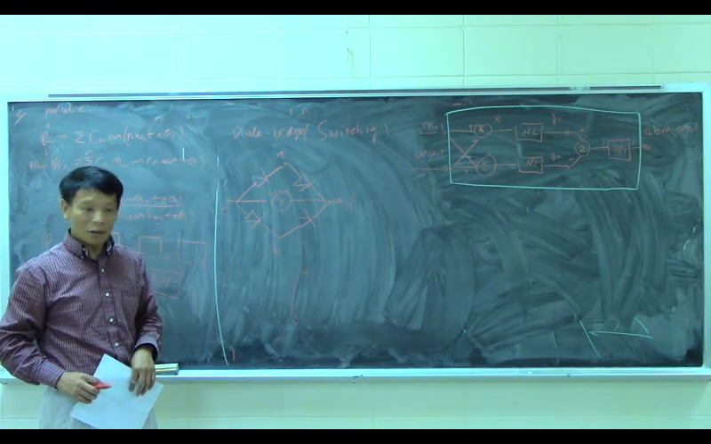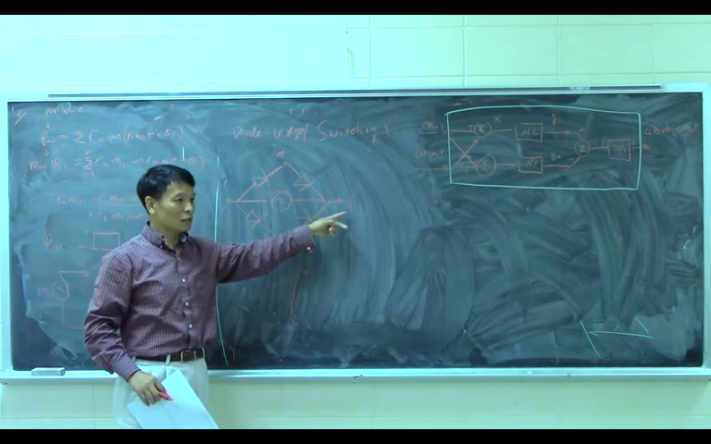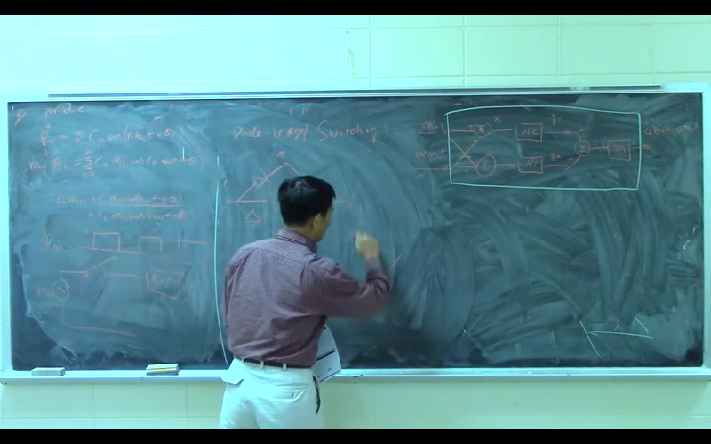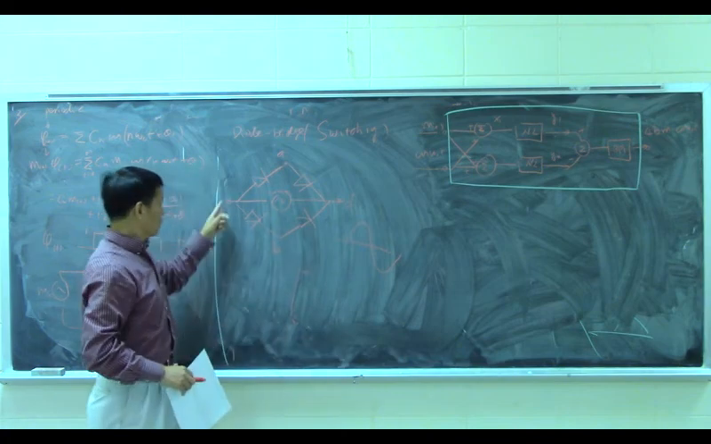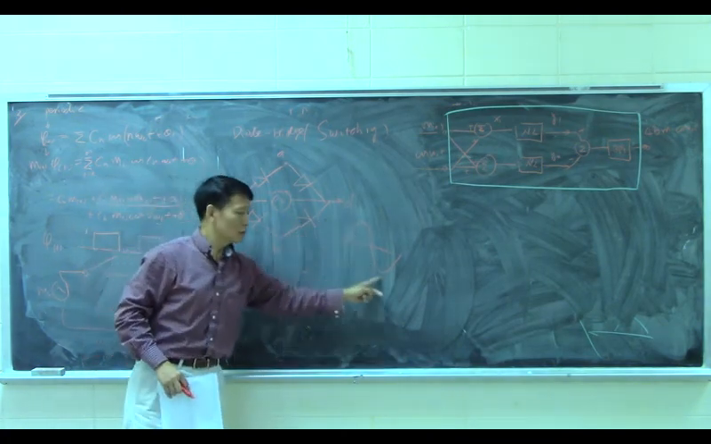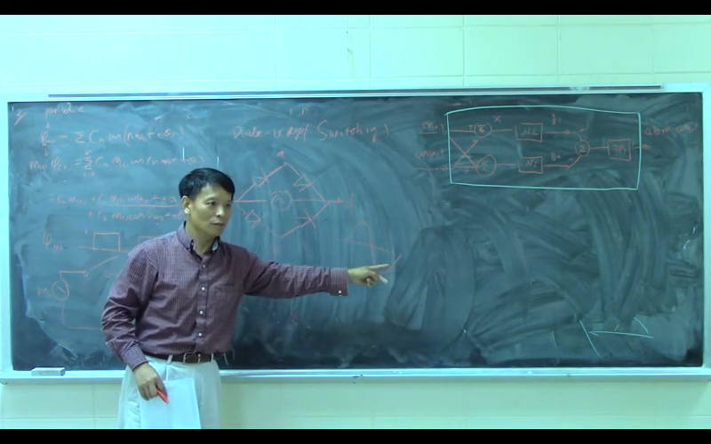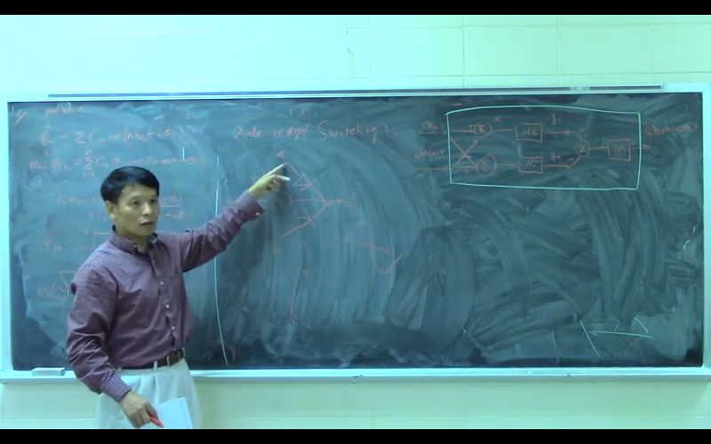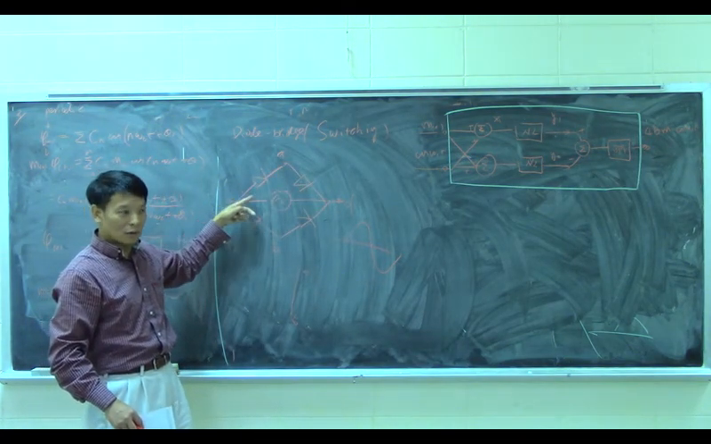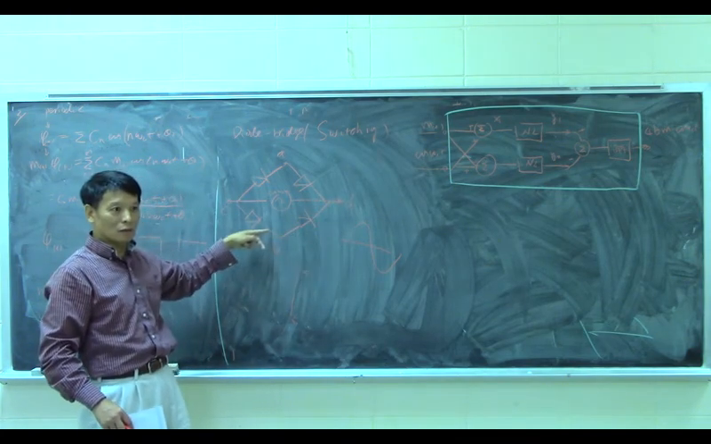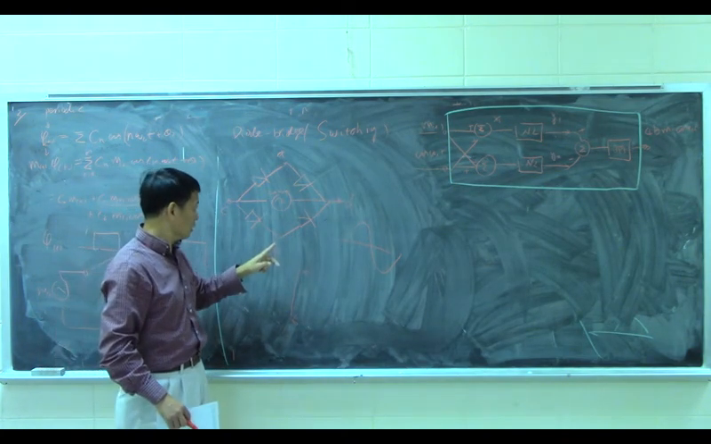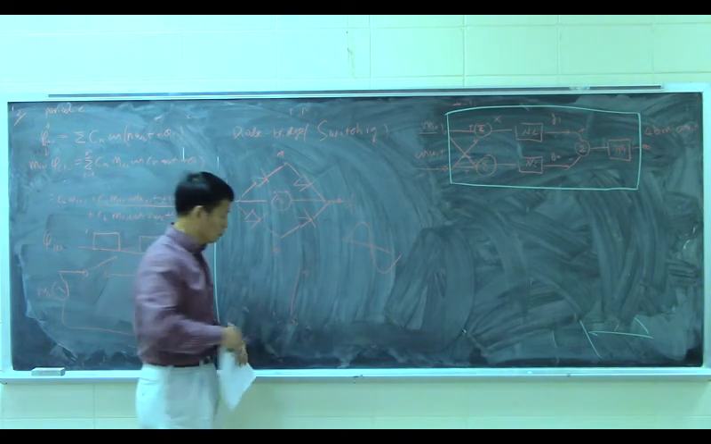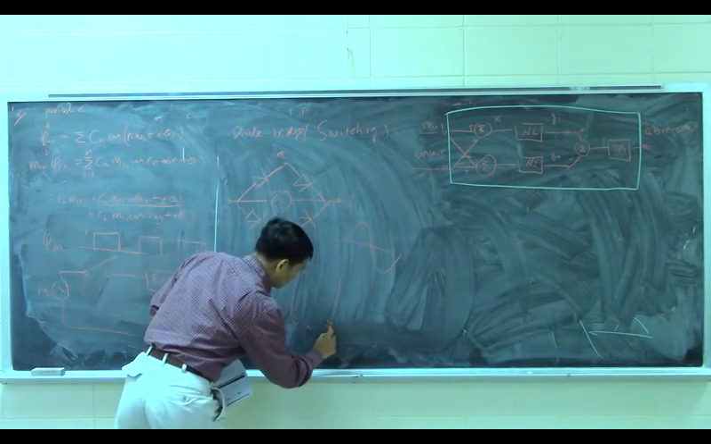How about if C is lower than D? Because this is a sinusoid function like this, higher, lower. If C is lower than D, in this half cycle, the other diodes will close, right? This one will close too. So that means between A and B, that is open. Like this.